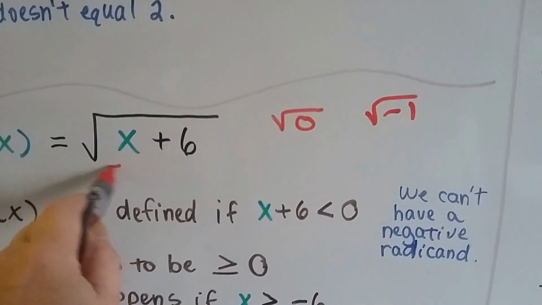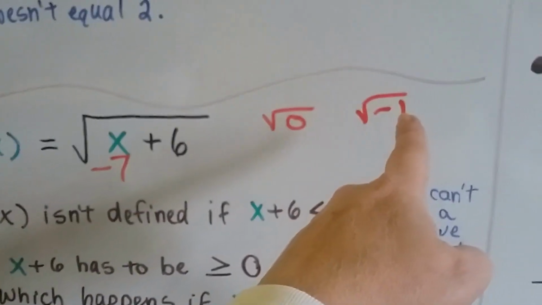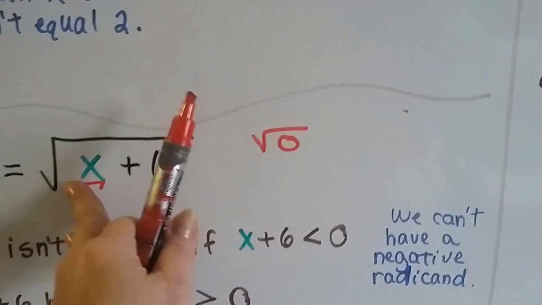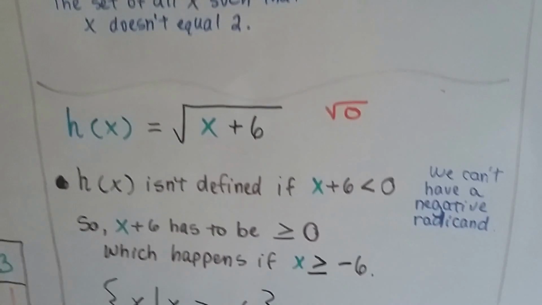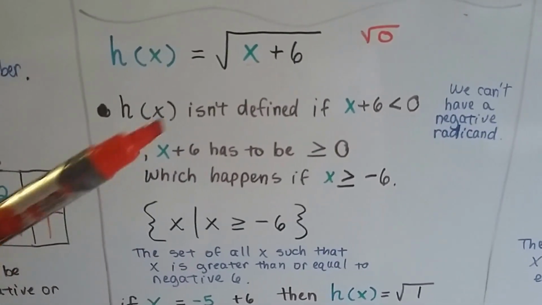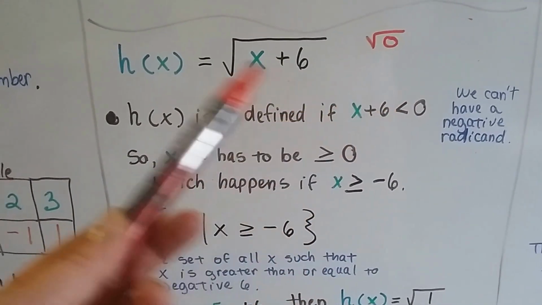Well, if this was a negative 7, right? If x were a negative 7, we'd end up with a negative 1. And we can't do that. We can't have a negative. So that means x has got to be negative 6 or bigger, right? So it isn't defined if it's less than a 0, because that makes the negative.